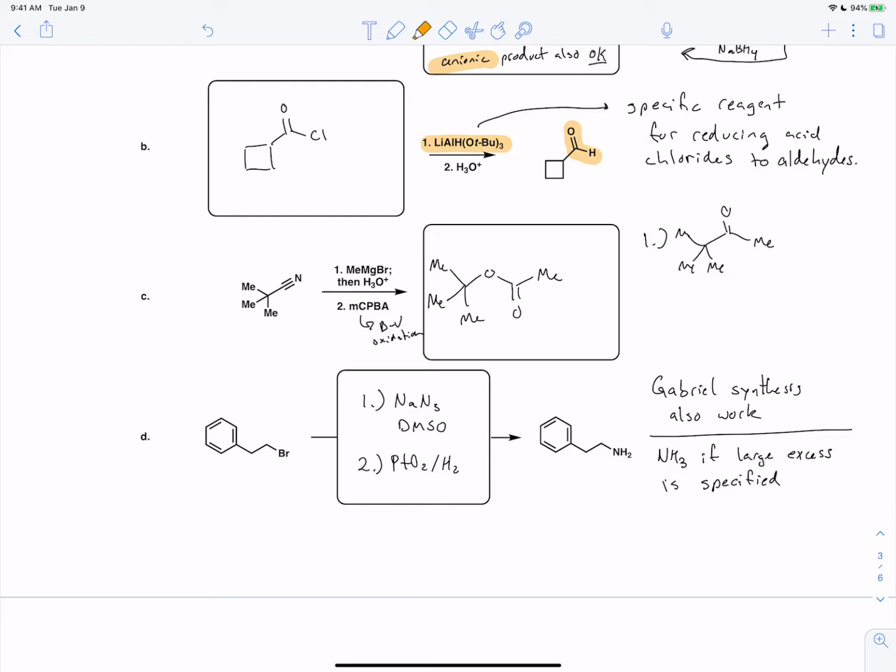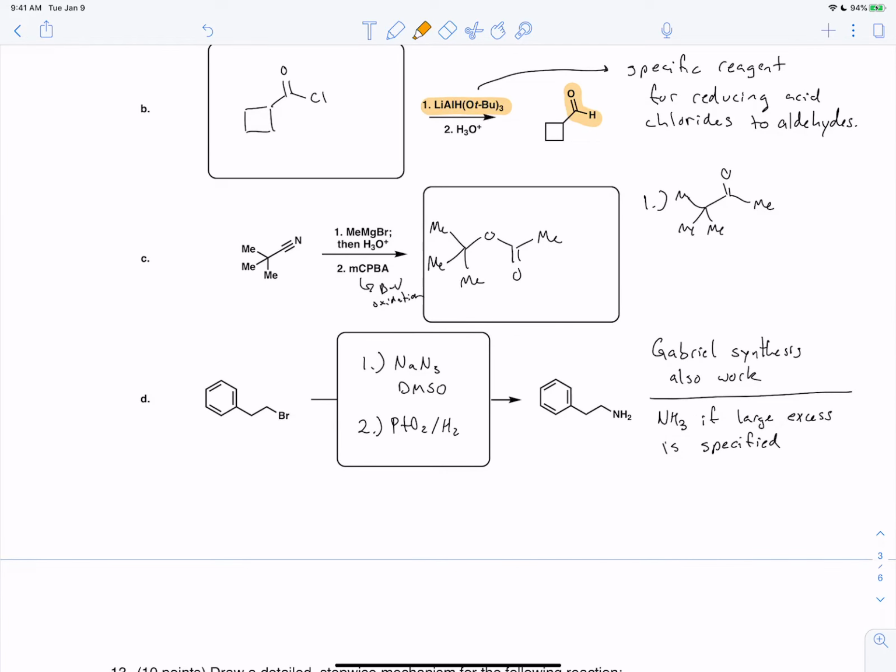Someone wrote an anhydride as a potential option here, and in principle, I don't see a reason why that wouldn't work. I've never seen that reaction before. People usually don't try to use these more strange reducing agents to reduce an anhydride. But I think I gave that to you anyways. But please, use an acid chloride going forward.